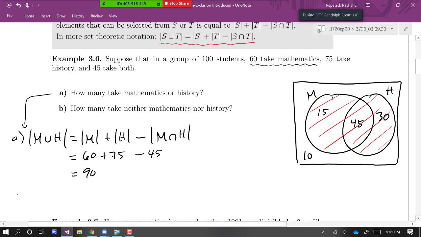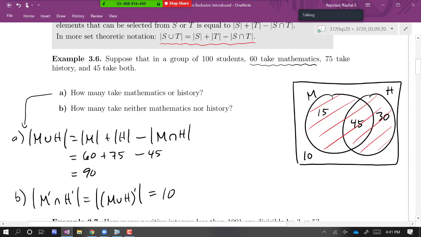So that's part A. And then how many are taking neither math nor history? That's M complement intersect H complement, or the complement of the union. And that's 10. We kind of answered both of those questions as we were filling it out, just making some observations. But if we wanted to indicate with some set theoretic notation, then there we are.